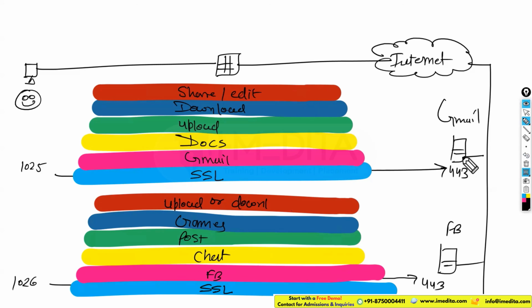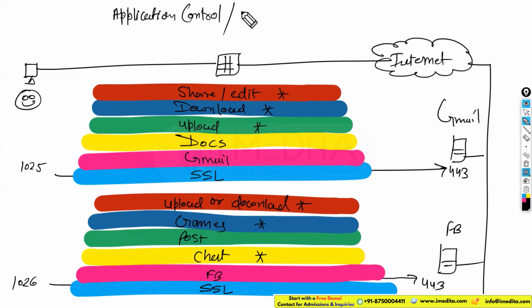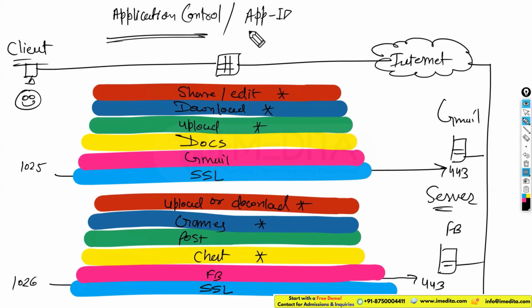Now, we don't want to block the entire Gmail or Facebook. We want to block upload, download, edit and share. We want to block chat, games and upload and download. This thing we can do with application control. This application control is also called App-ID in vendors like Palo Alto. With the help of application control, we can identify the session or communication between client and server. Clear? What is application control or App-ID?